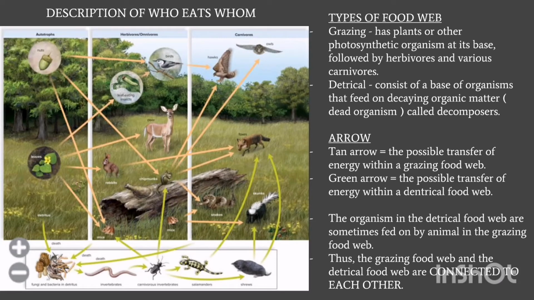So for a small example, a hawk eats a snake, which has eaten a frog, which has eaten a grasshopper, which has eaten grass. It's like SPM, the same thing. Okay, so there are two types of food web, which are the grazing food web and the detrital food web. The grazing food web has plants or other photosynthetic organisms at its base, followed by herbivores and various carnivores. The detrital food web consists of a base of organisms that feed on decaying organic matter, dead organisms, called decomposers.